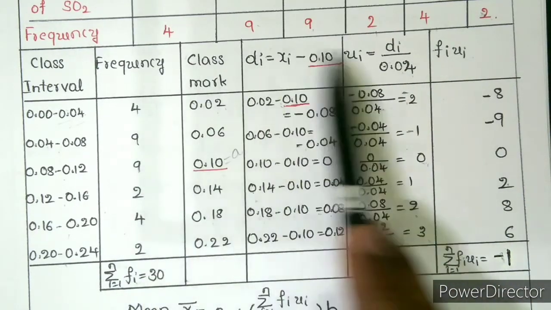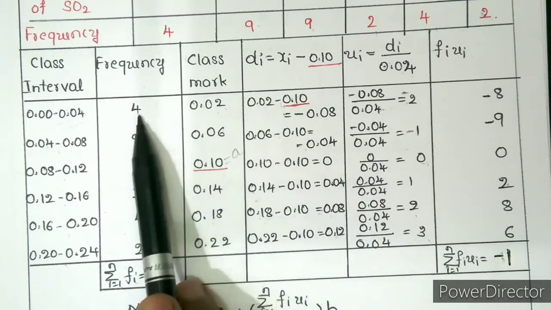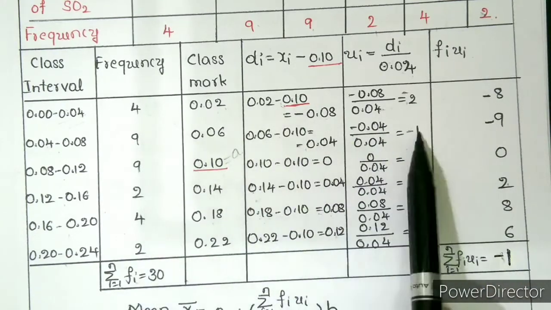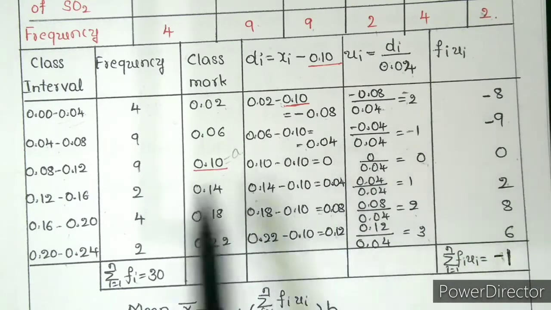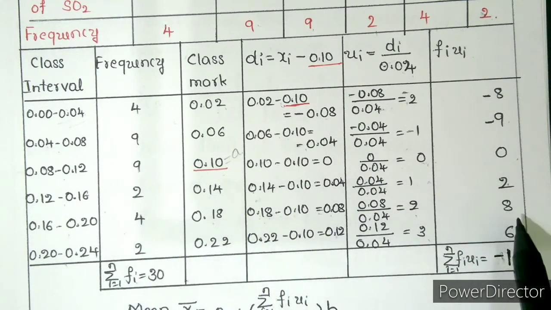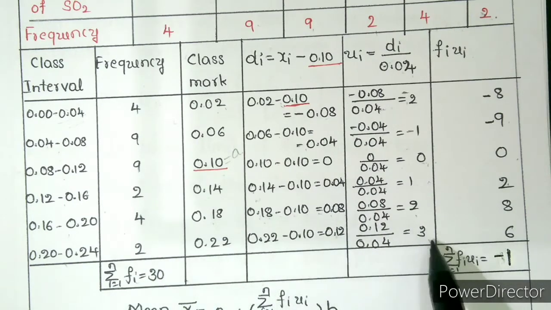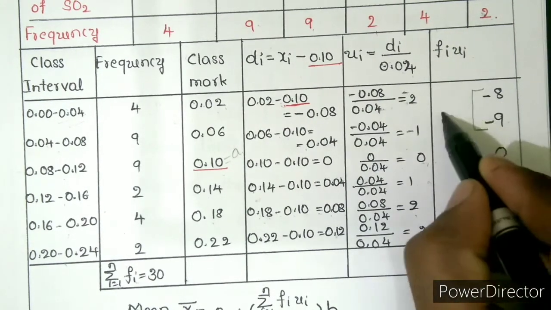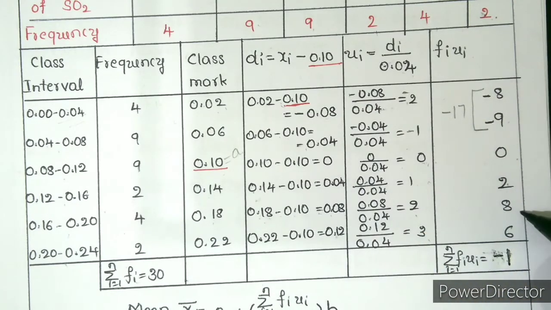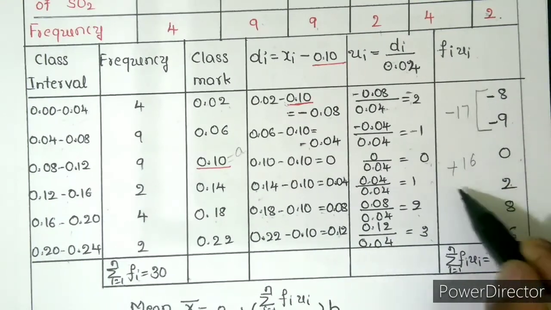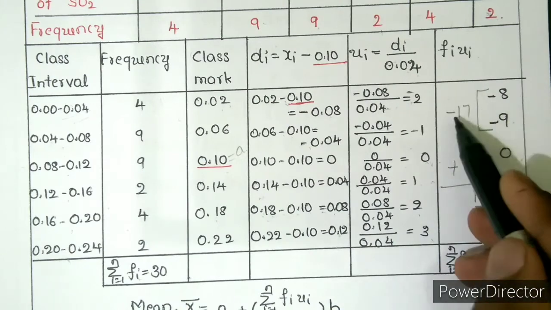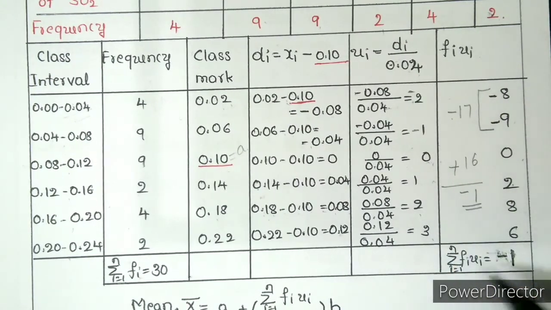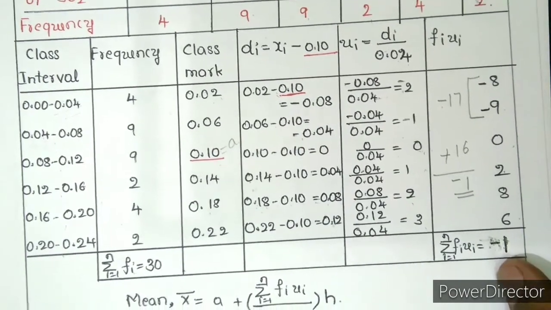So the fi column is here, the ui column is here. Now fi ui. 4 into minus 2, you get minus 8. 9 into minus 1, minus 9. 9 into 0, 0. 2 into 1, 2. 4 into 2, 8. And 2 into 3, you get 6. So minus 8 minus 9, you get minus 17. 2 plus 8, you get 10. 10 plus 6, you get 16. So plus 16. The two have different signs, so we have to subtract. You get 1, and the larger value has the minus sign, so the answer is minus 1. Therefore summation of fi ui is minus 1.